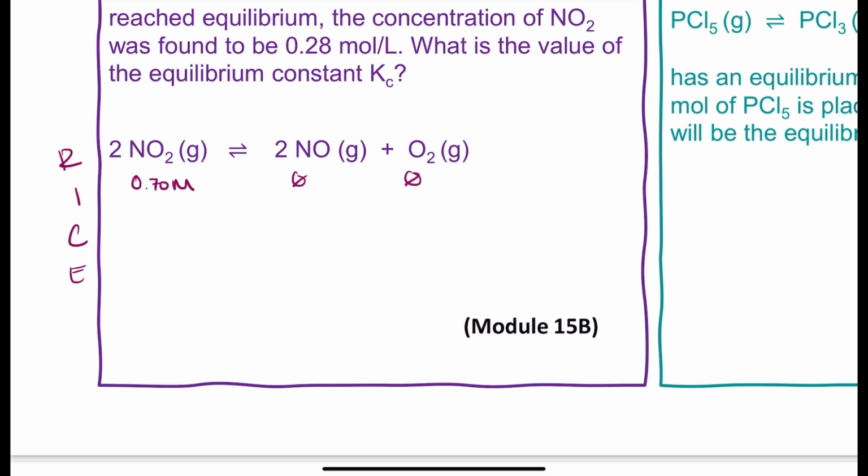It doesn't mention the other species, so I assume I need to start with none. Change is minus 2x, plus 2x, plus x. Again, the 2's because of the coefficients, the 1 because of the 1 coefficient, minus for reactants, plus for product. I have 0.70 minus 2x, and x.